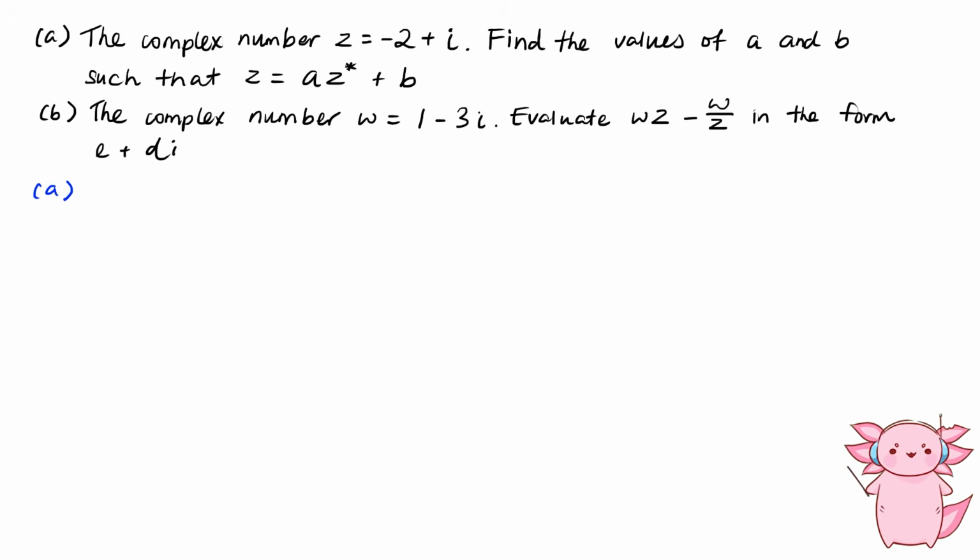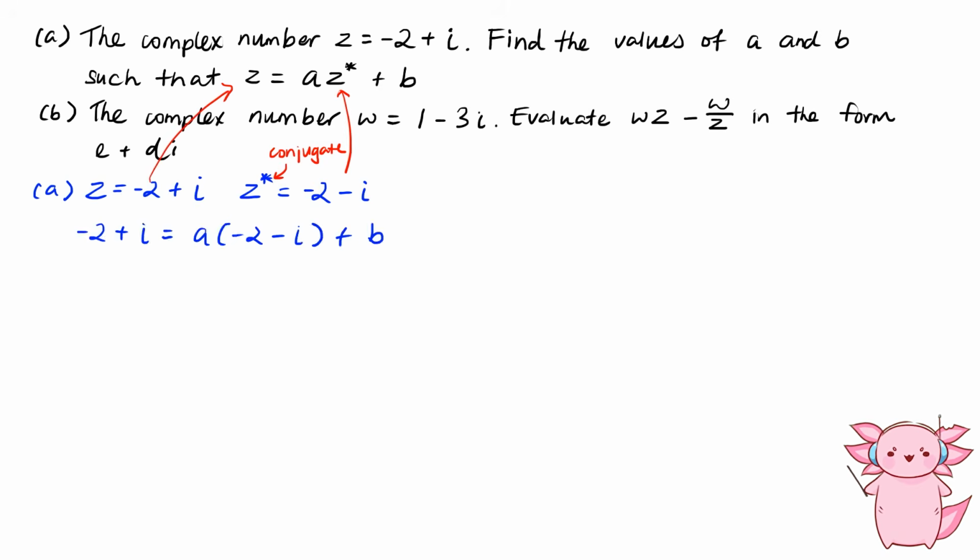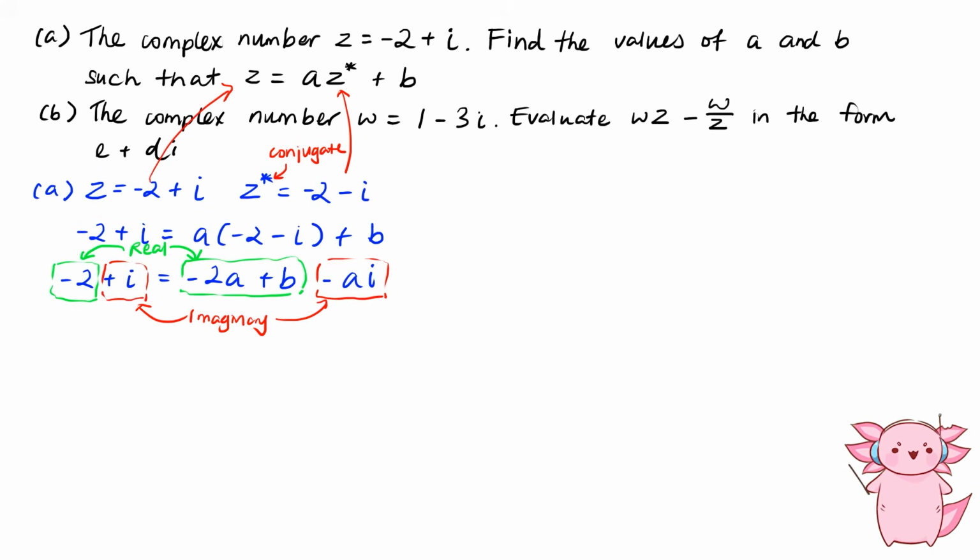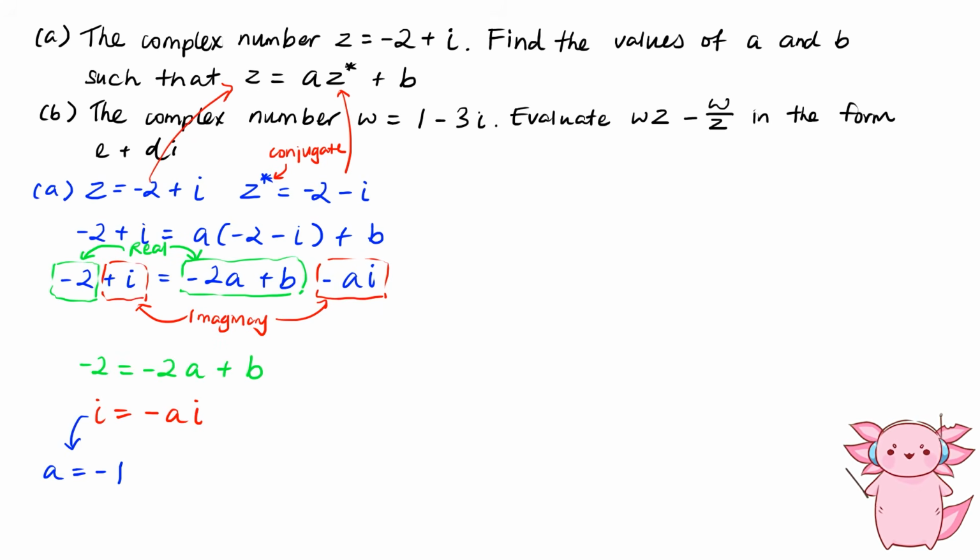Let's try out the first part of this question, where we write out the complex number z and z star, where we just sub it into our equation. Now what we have to do is just to compare the coefficients of the real parts and the imaginary parts on the left hand side and the right hand side and equate them to each other, so we can get a is equal to -1 and b is equal to -4.